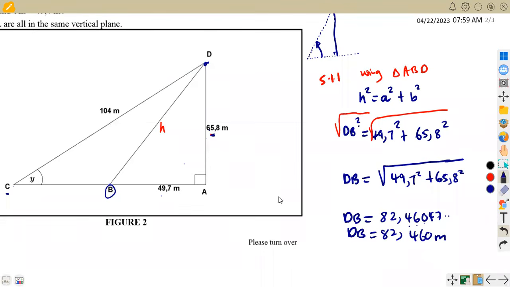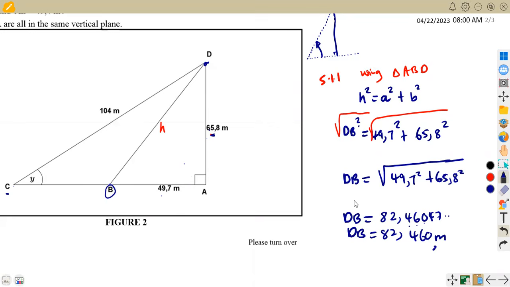This is in meters. So take note of the units that you're given. The other sides are given in meters, so it means this side is also in meters. So that's how you can check the units. You refer to the other sides that you were given before.